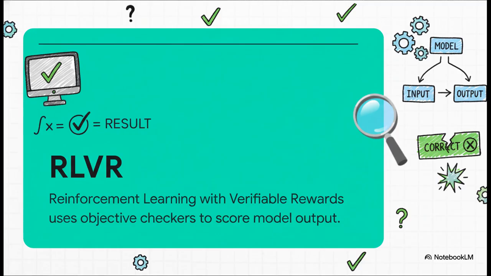Instead of a human saying, this one feels better, the model's answers are scored by an objective judge. Did the code it wrote actually compile and run? Did its solution to the math problem match the official answer key? We're talking about objective correctness now, not just subjective quality.